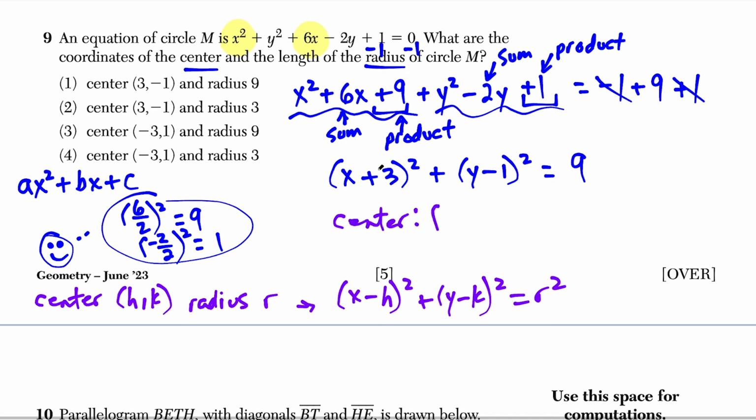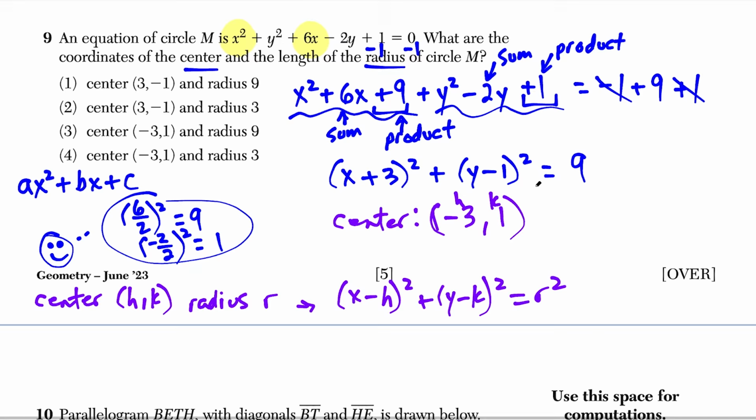Notice it's x plus 3, so my center would be at -3, and in front of the y we have a -1, so I flip that to +1. Because if you see here, this is our h and this is our k, if I did x minus -3, that would change to x plus 3. So just be careful at that step because that's an annoying thing to miss out on.